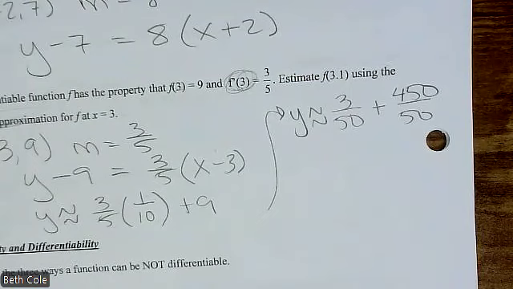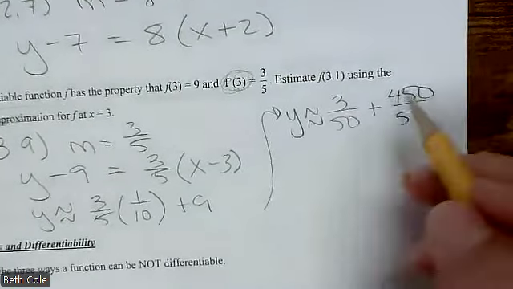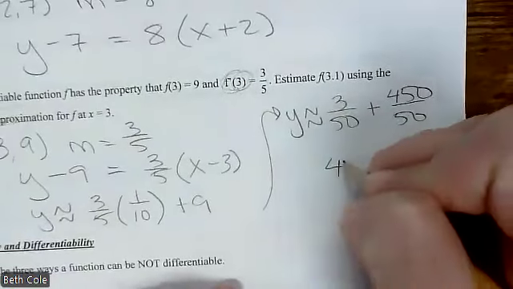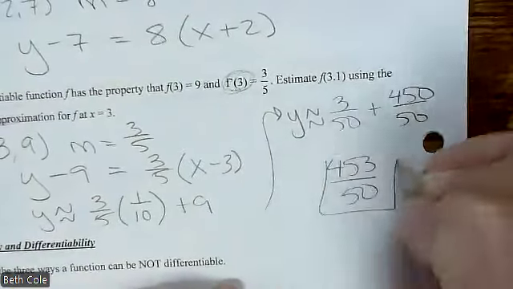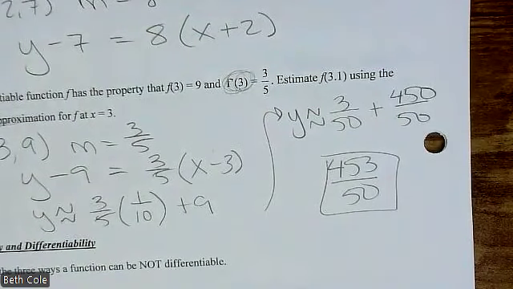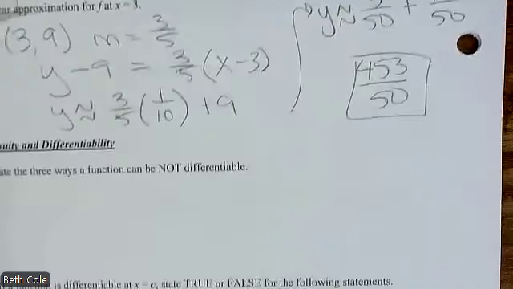No mixed numbers. I very much dislike mixed numbers. And then you add them together, so 453 50ths, which is a great answer. Do not put a decimal. Decimals are horrible.